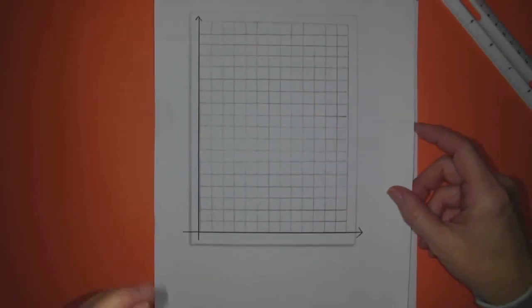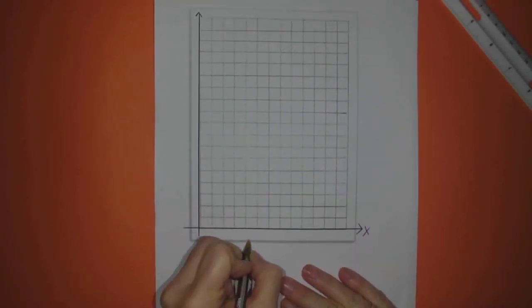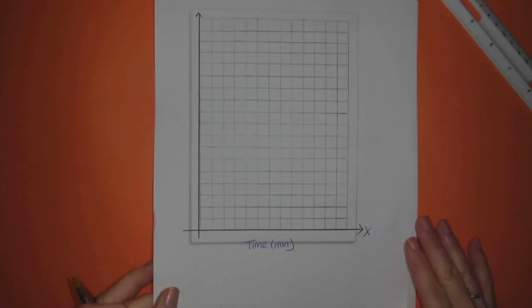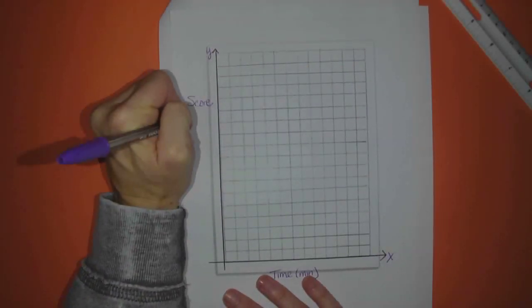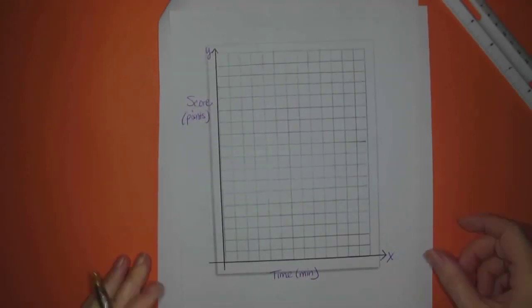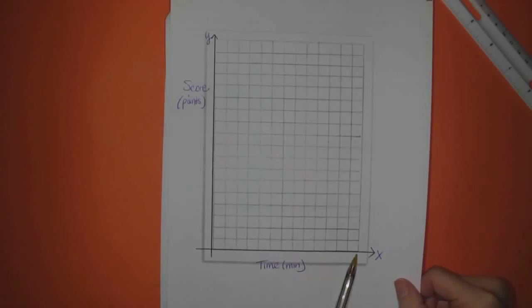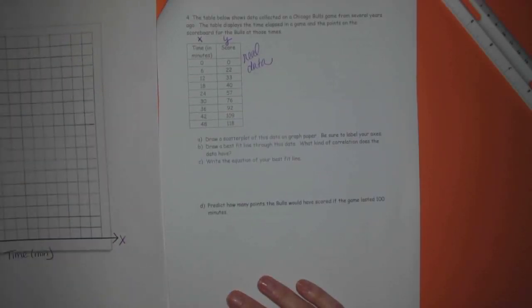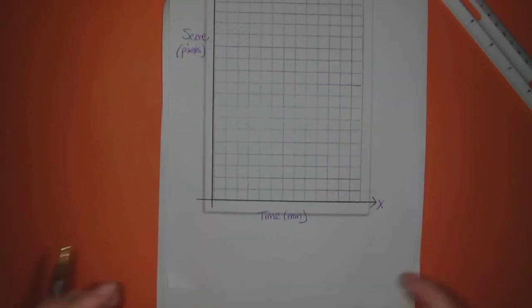Okay, so what we need to do is label that accordingly. So I want you to get some graph paper. And on the X-axis, I want you to call the X-axis the time measured in minutes. And then the Y-axis is the score, and that's measured in points. Pretty simple. One of the hardest parts of this problem is going to be deciding how we should increment. So if you look at X's, well, they're going up by 6's, so why not just go up by 6's on the X-axis? That makes sense to me.